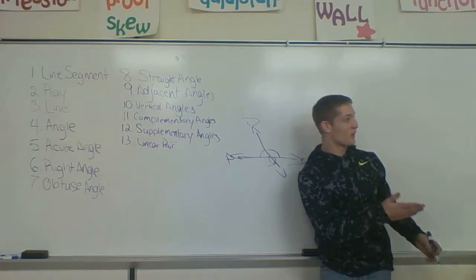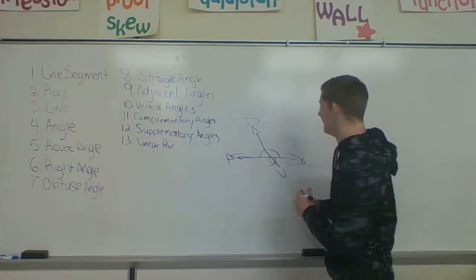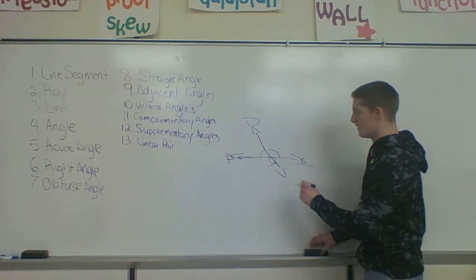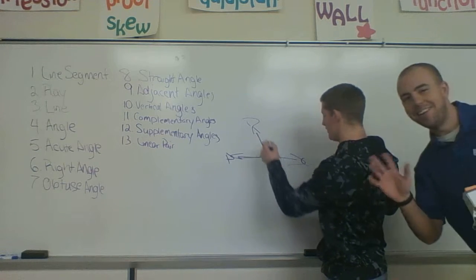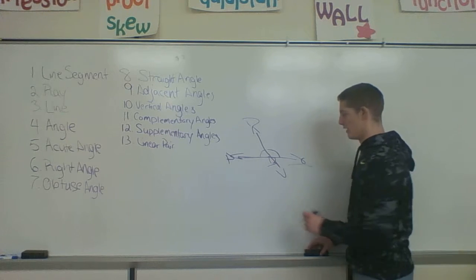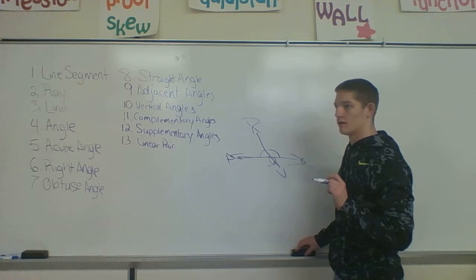Oh, thank you for the interruption. So BD would be your side that is shared by ABD and DBC. And B would be that common vertex.